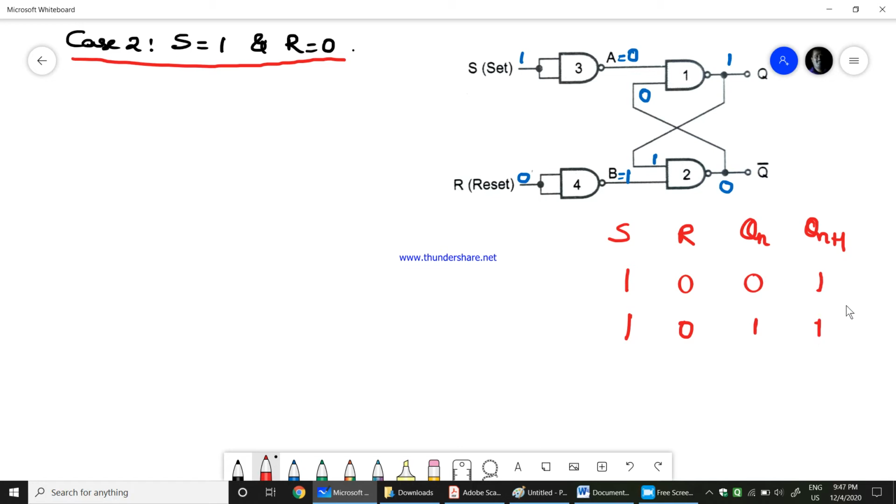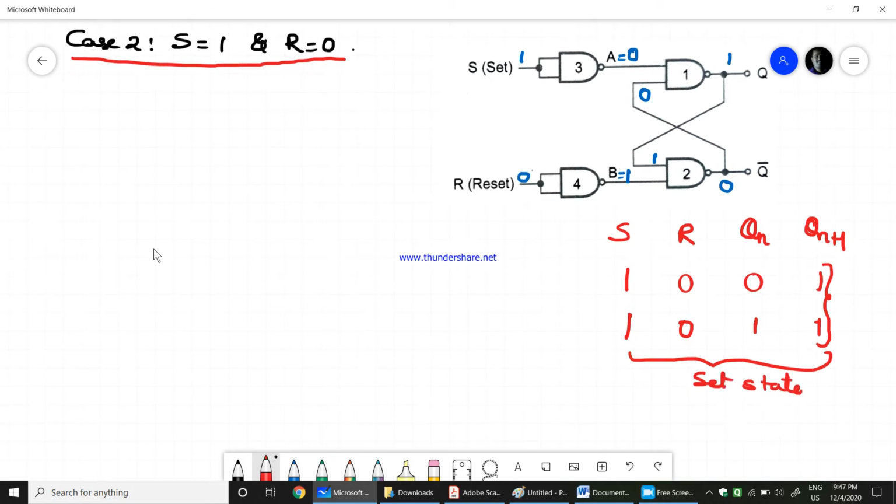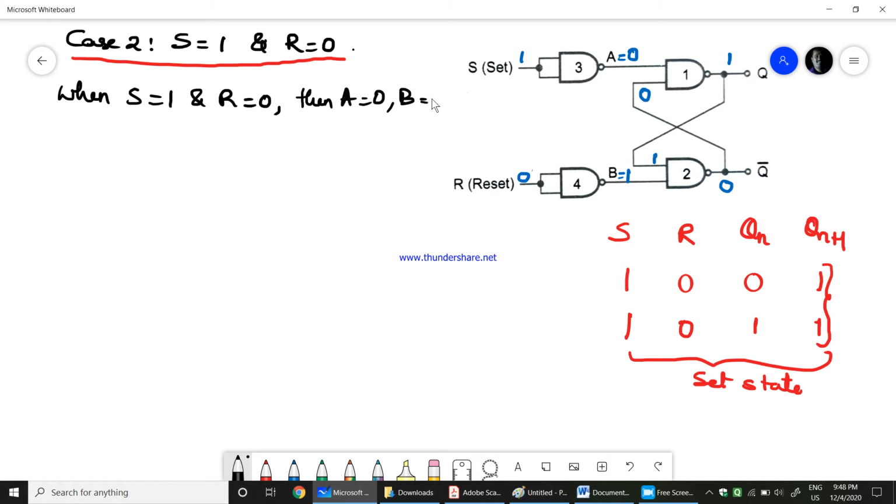So it means that the output remains 1 even though the present state is 0 or 1. So when S and R is 1 0, this state is actually called the set state. When S equals 1 and R equals 0, then A equals 0 and B is equal to 1.